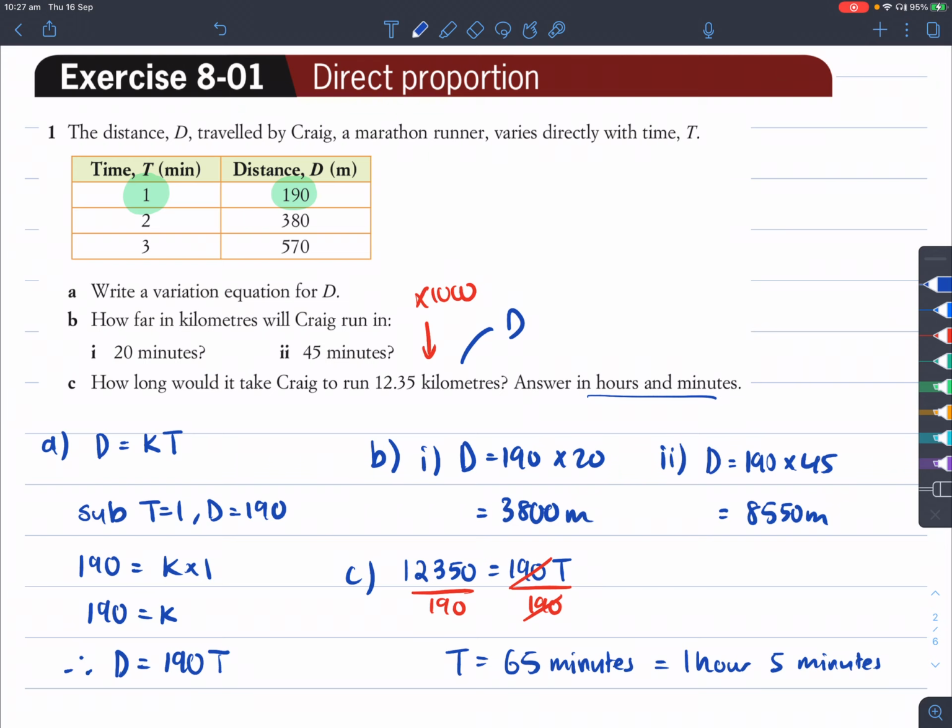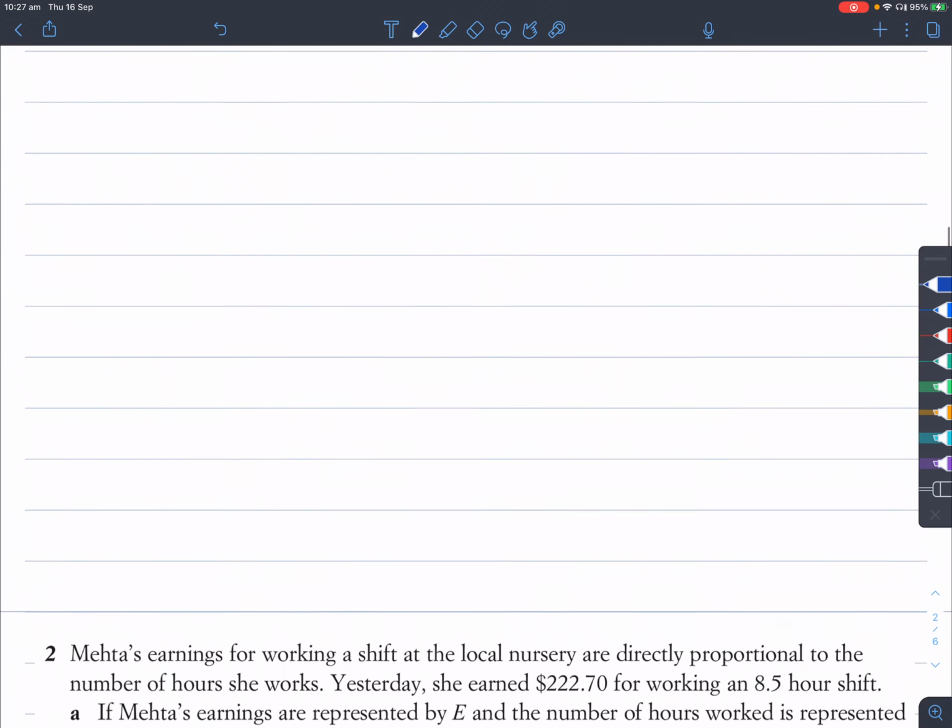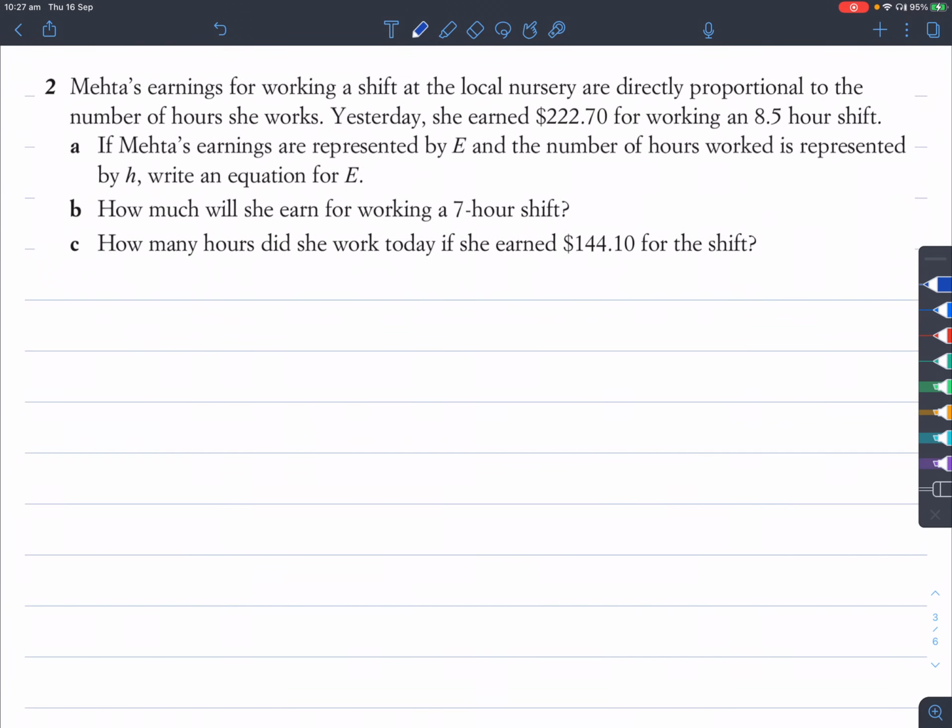All right, let's go into question 2. Meda's earnings for working a shift at the local nursery are directly proportional to the number of hours she works. So the more she works, the more she earns. Yesterday, she earned this much for working an 8.5-hour shift. If Meda's earnings are represented by E, and the number of hours worked is represented by H, write an equation for E.